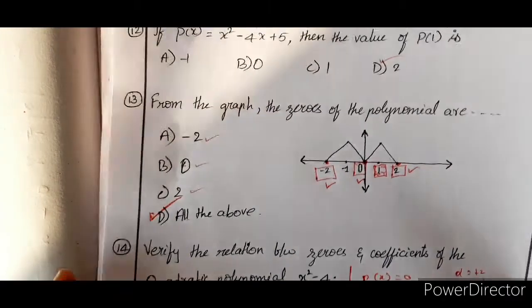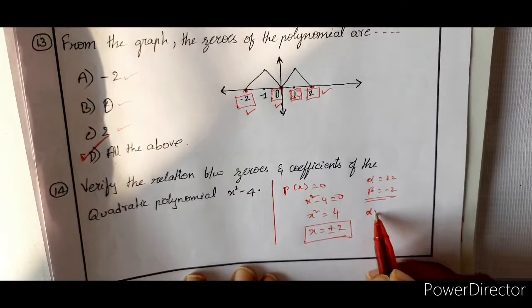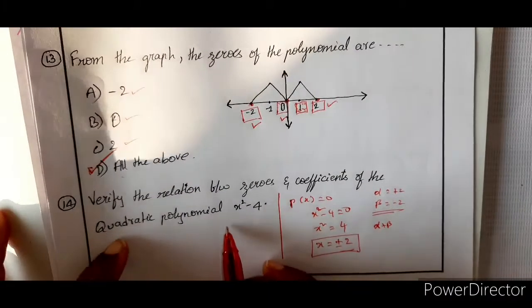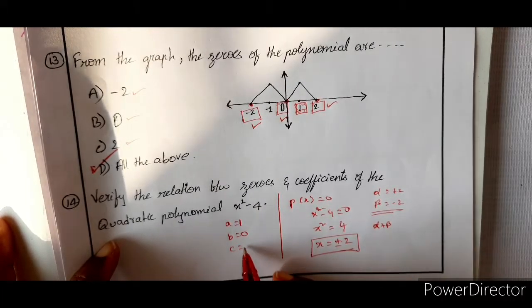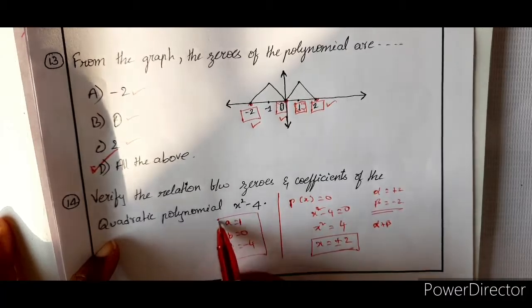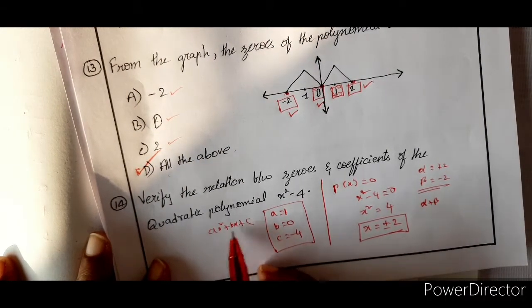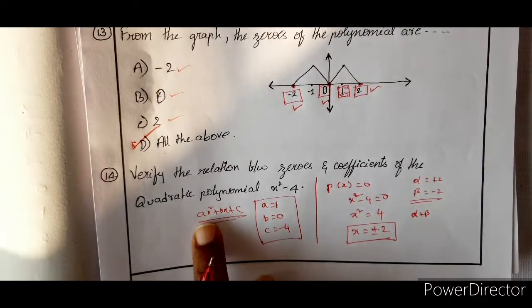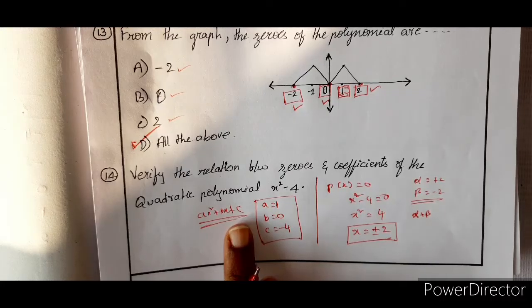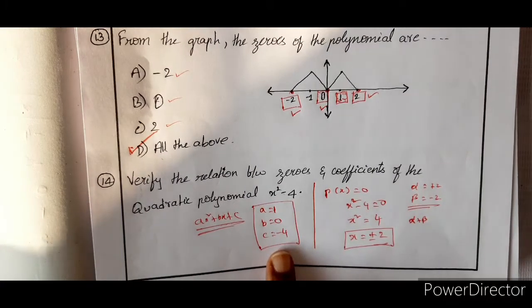Now the verification part. What is the verification part? Alpha plus beta is equal to. Now here, first of all, you have to write a is equal to 1, b is equal to 0, c is equal to minus 4, when you compare with the general quadratic polynomial ax square plus bx plus c. Right, you will get a is equal to 1, b is equal to 0, c is equal to minus 4.